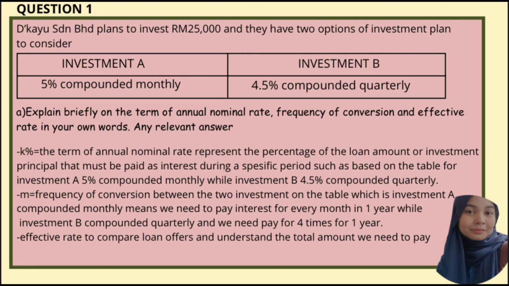Firstly, the term annual nominal rate represents the percentage of the loan amount or investment principal that must be paid as interest during a specific period, such as, based on the table, for investment A, 5%, while investment B, 4.5%.